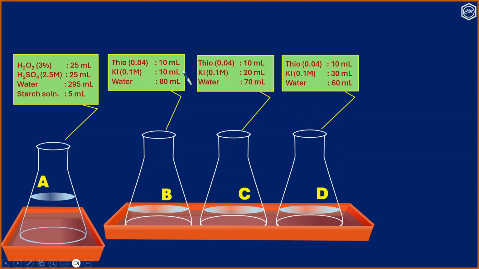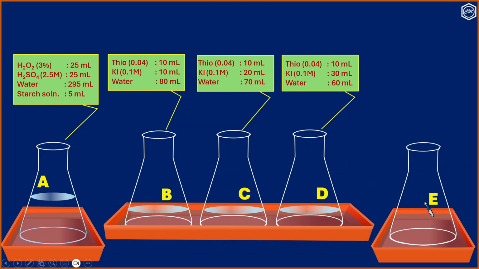So, in these three flasks, we take the same amount of thio, 10 ml, 10 ml. Also, the volume of solutions is the same, that is 100 ml. But in the case of potassium iodide, the amount increases: 10 ml, 20 ml, and 30 ml. Therefore, the concentration of thio remains the same, while the concentration of potassium iodide increases.